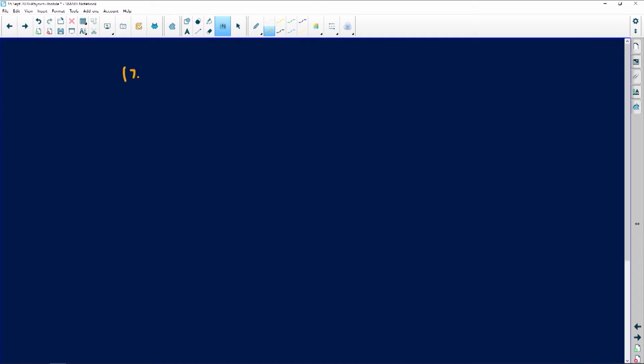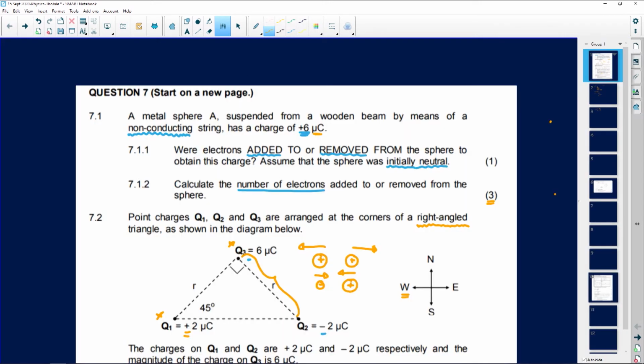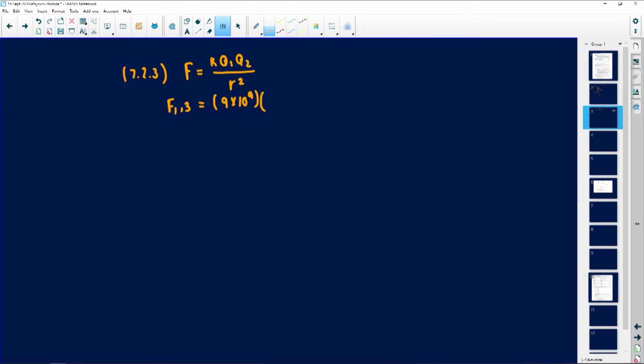So that is 7.2.3. Remember, electrostatic force is F equals k Q1 Q2 over r squared. Always start with a formula. It always makes perfect sense. We're looking for the force that Q1 will have on Q3. Remember that my k is a constant, that is 9 times 10 to the exponent 9. You do get that on your formula sheet, so you don't have to stress. The charge on Q1 is 2 and on Q3 is 6. Remember, we need to convert it.